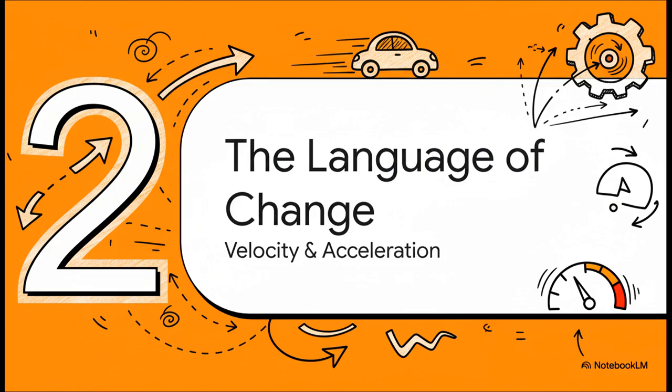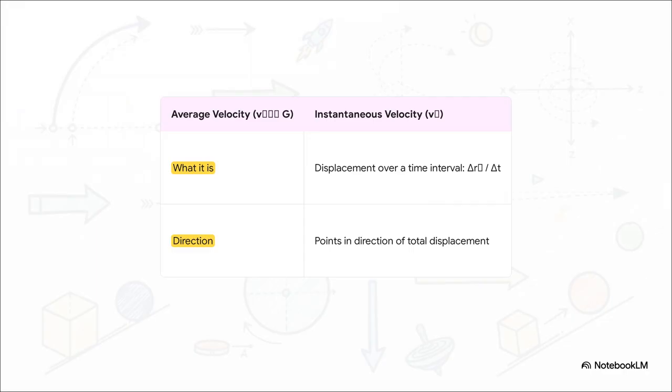But knowing where something is, that's only part of the story. To really get a handle on motion, we need to talk about how quickly that position is changing. And that brings us to the language of velocity and acceleration. So velocity comes in 2 main flavors. First, you've got average velocity. That's just your total displacement divided by how long it took you. Think about calculating your average speed on a long road trip. But then there's instantaneous velocity. That's what your car's speedometer is showing you at any single moment. It's your velocity right now.